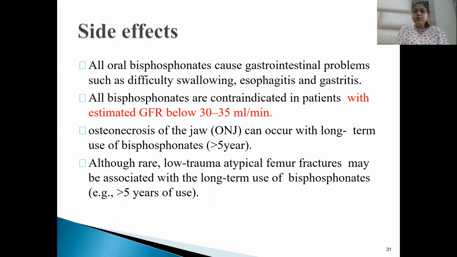All bisphosphonates are contraindicated in patients with estimated GFR below 30 to 35 ml per minute, and they also cause osteonecrosis of the jaw, that is the mandible, which can occur in long-term use of bisphosphonates. Although rare, low trauma atypical femur fractures may be associated with long-term use of bisphosphonates, for example, more than 5 years of use.